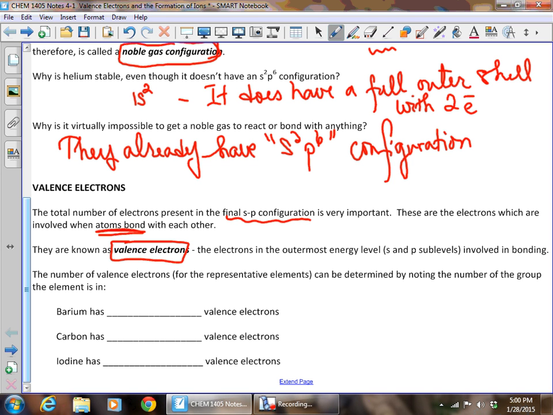And the number of valence electrons can be determined by simply noting the number of the group that the element is in. And if you have your periodic chart, you can look and see that barium is in group 2A. And since it is in group 2A, that's an indication that it has 2 valence electrons. Carbon's in group 4A, which is an indication that it has 4 valence electrons. And iodine over there in group 7A has 7 valence electrons. So all you have to do is to look at the group number at the top of the column and you can tell how many valence electrons there are.